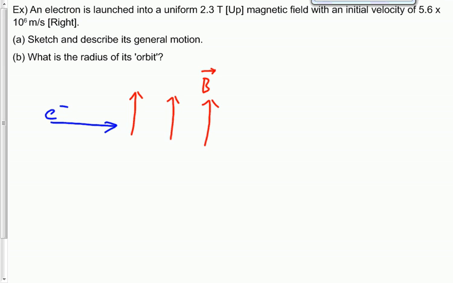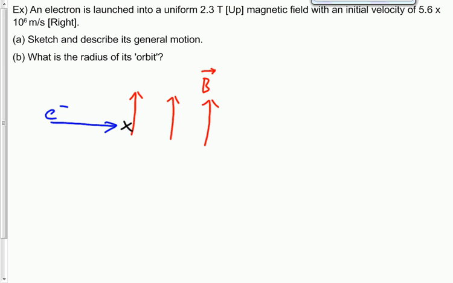And I want to know, what is this thing going to do? So we'll use our right hand rule. Our fingers are going to point up. My right hand thumb should point to my right to match the direction of the electron flow. So my palm right now should be pointing towards me, facing me. But because we have an electron, which has a negative charge, I actually have to reverse the direction. So my electron right here is going to be traveling into the page.